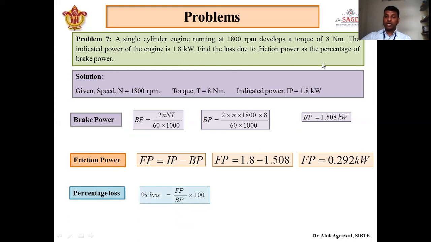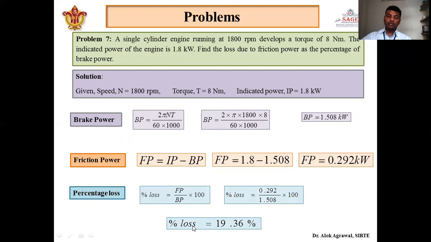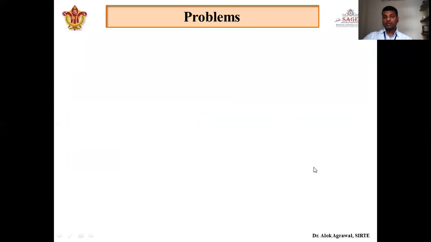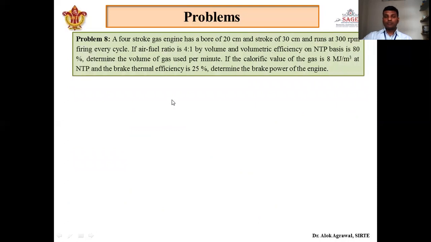If it has been asked in terms of indicated power, then we have to divide friction power by indicated power. So all the things are known. Just substituting the values, we get that percentage loss is 19.36% of brake power. Whatever the amount of brake power it produces, on that 19.36% is going in loss. So this is a very simple problem.